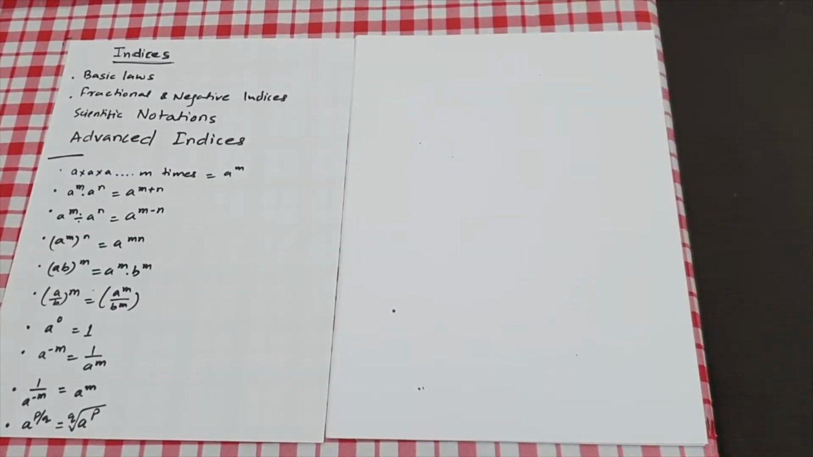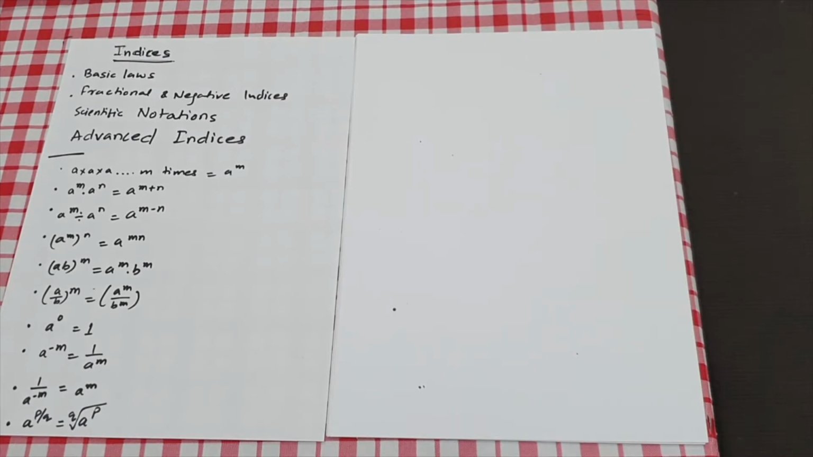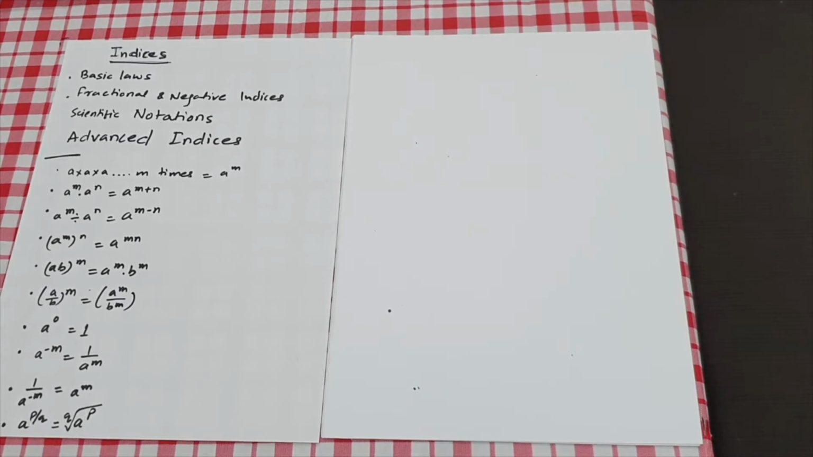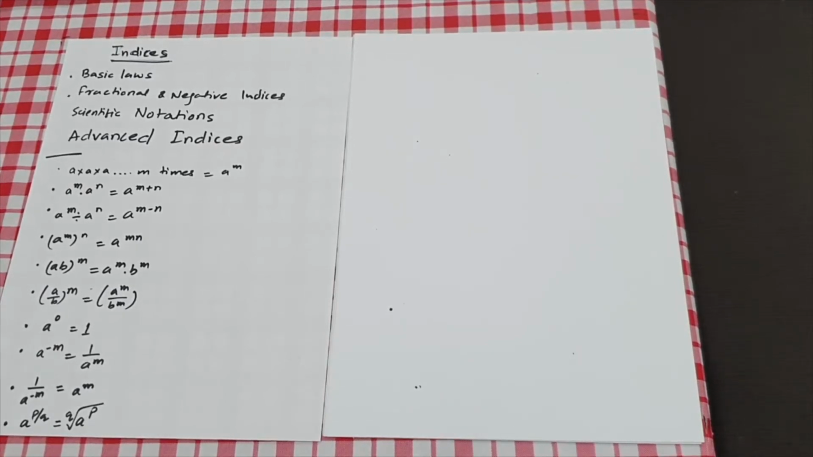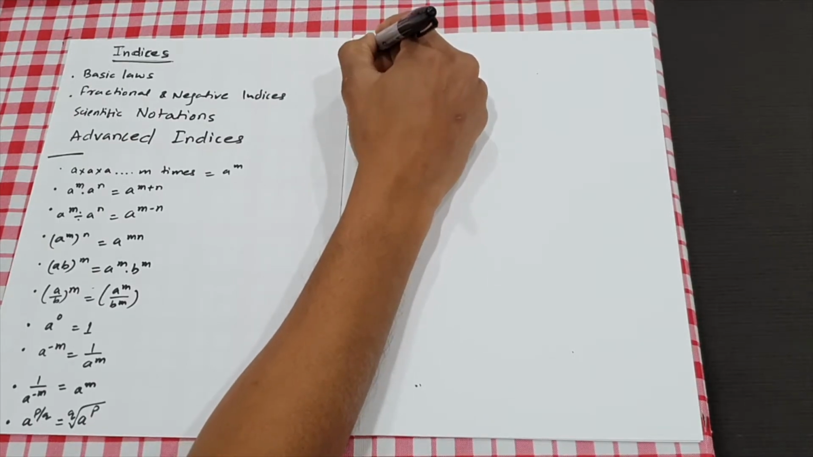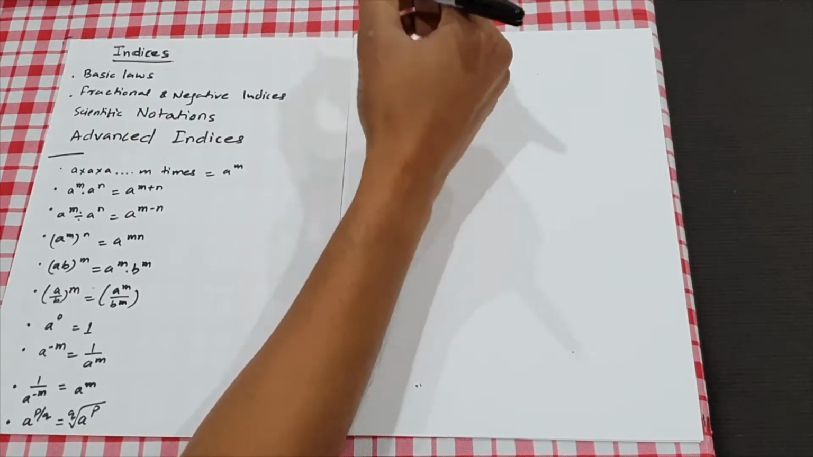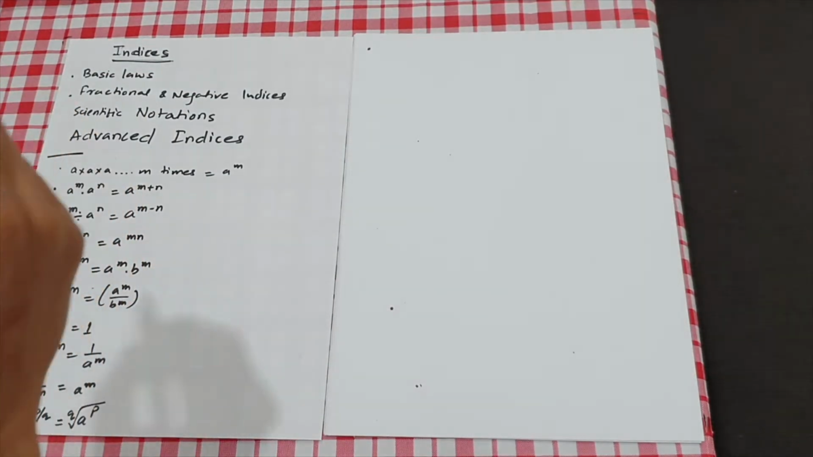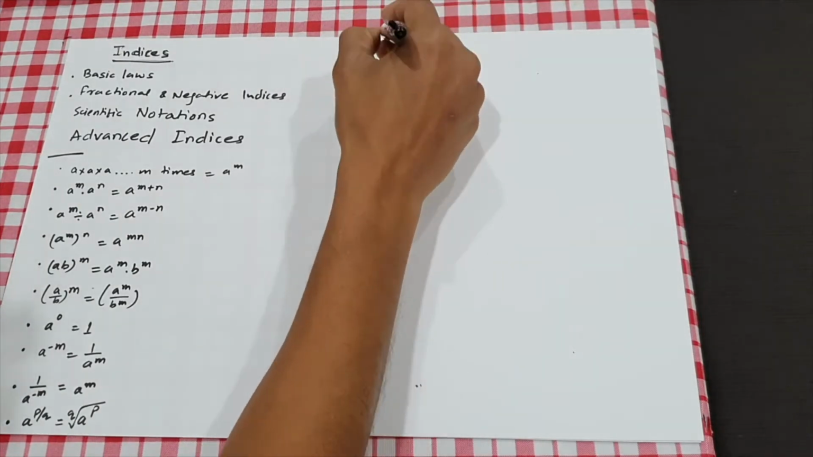Hi everyone, we will now do some examples for the indices that we've learned till now. So the positive, negative and fractional indices. Let's do some examples that you typically see in your exams and how we use the laws of indices that we have learned till now.